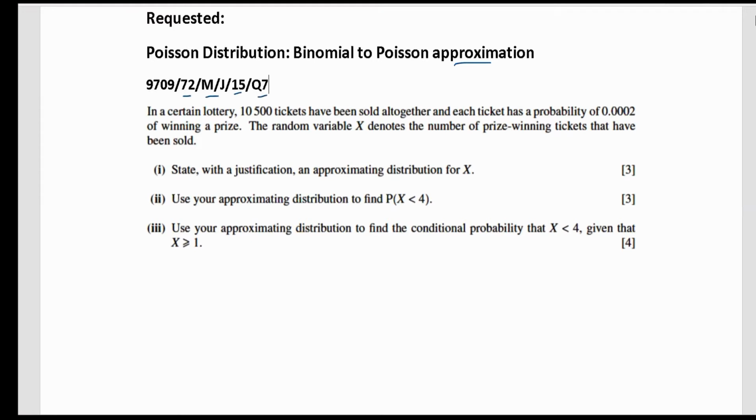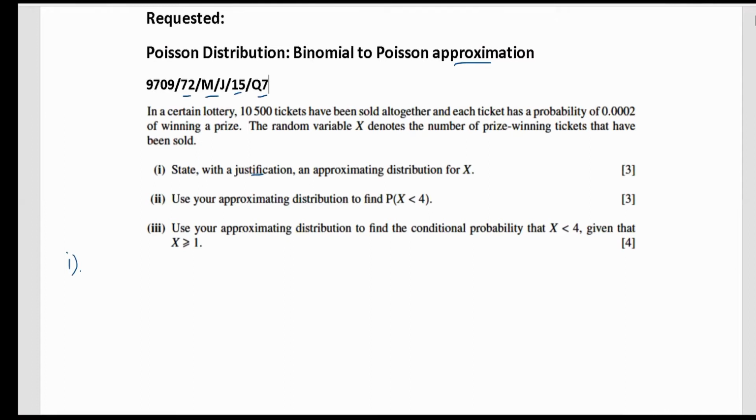In a certain lottery, 10,500 tickets have been sold altogether, and each ticket has a probability of 0.0002 of winning a prize. The random variable X denotes the number of prize-winning tickets that have been sold. Okay, part 1. State, with a justification, an approximating distribution for X.